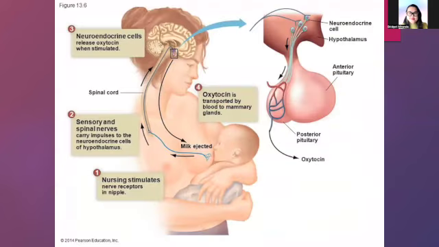If you're interested in the biofeedback loop of lactation, this slide is for you, but you will not be tested on this.